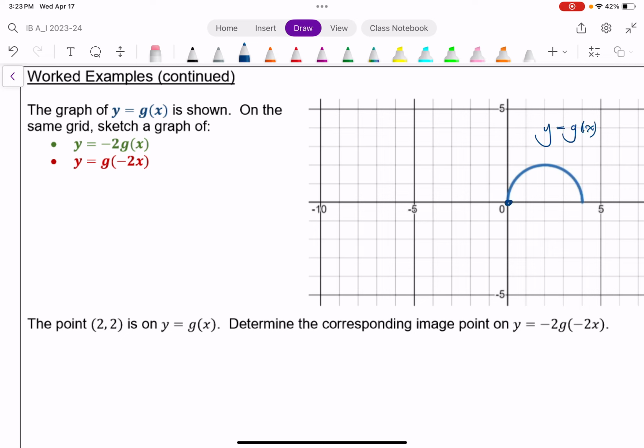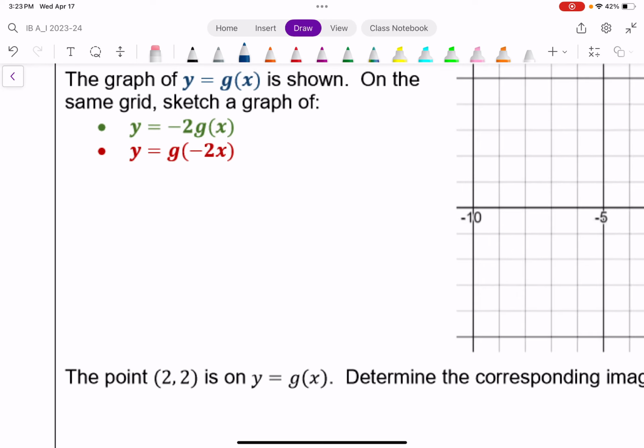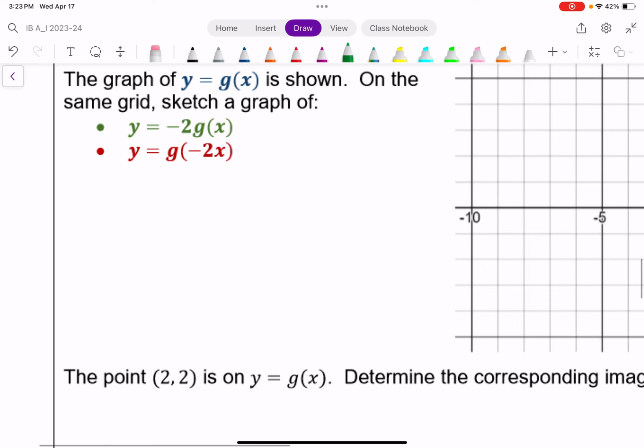And I can see it goes through these points quite nicely. So in green, I want to show negative 2g of x. So what does that represent? Y equals negative 2 times g of x. Well, when we take a function like g of x and we multiply the whole function by a value, that is a vertical stretch.